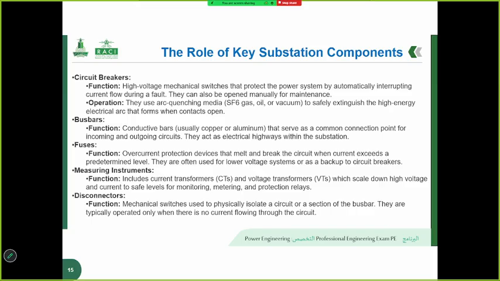They provide a visible physical gap in the circuit, which is a key part of the lockout or tagout procedure, ensuring that the section of the grid is completely de-energized for maintenance and repair work.